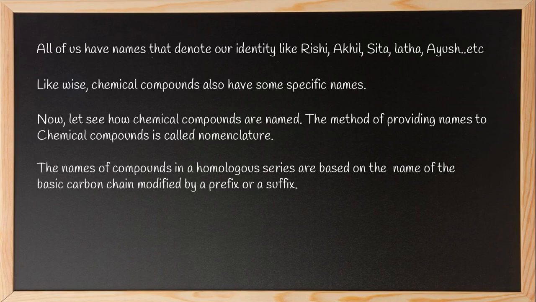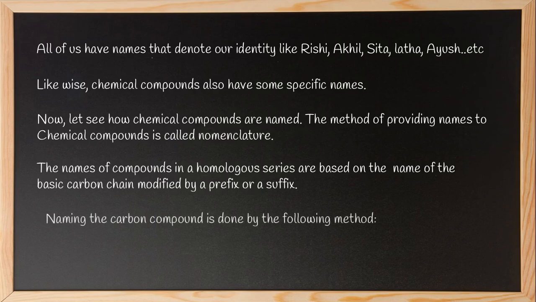The names of compounds in a homologous series are based on the basic carbon chain modified by a prefix or a suffix. So if we want to name a compound present in the homologous series, the basic thing that we need to do is to modify either a prefix or a suffix in the carbon chain. But now, what is a prefix and what is a suffix? Something that is present before the phrase is called a prefix, and the thing that is present after the phrase is called a suffix. Naming the carbon compound is done by the following method. Now, let us see what that method is.